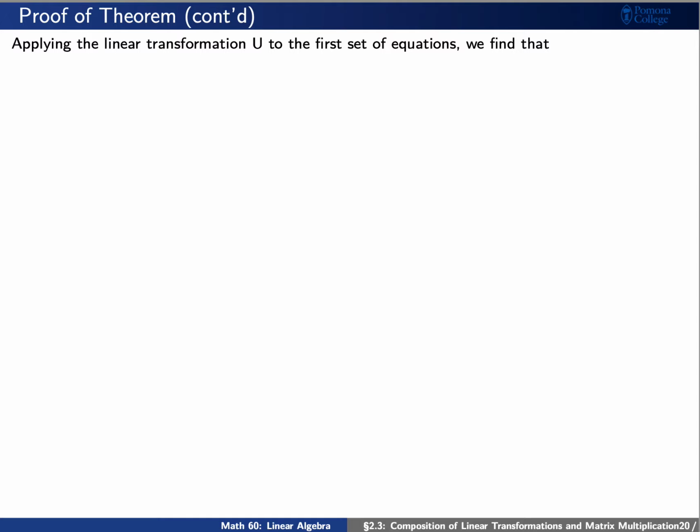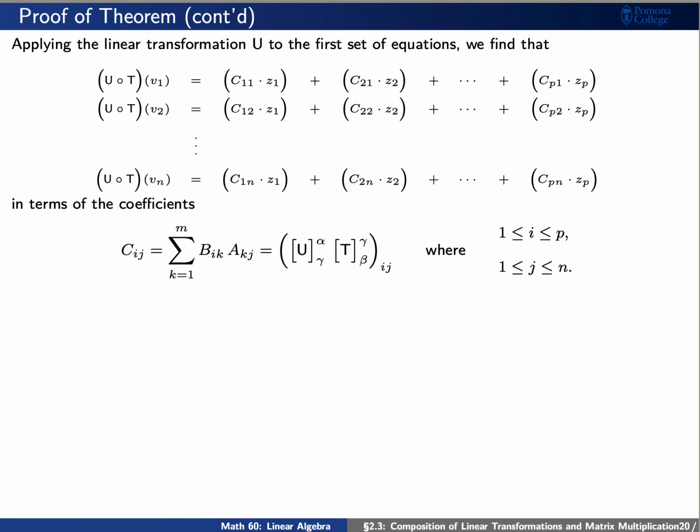Now, let's apply our linear transformation U to the very first set of equations. This is how the composition works. Once we do this, then we see that we have a collection of linear combinations where now we've applied the composition U circle T to the basis elements for V and expressed this as a linear combination of the basis elements for Z. By combining equations together, we can see explicit formulas for our coefficients.